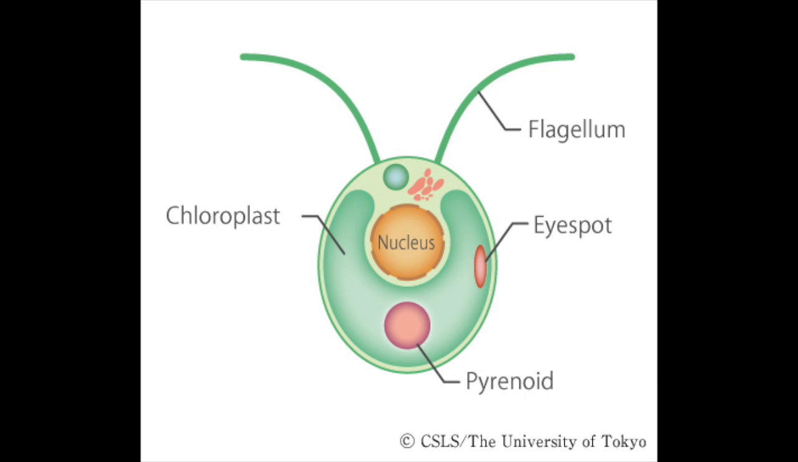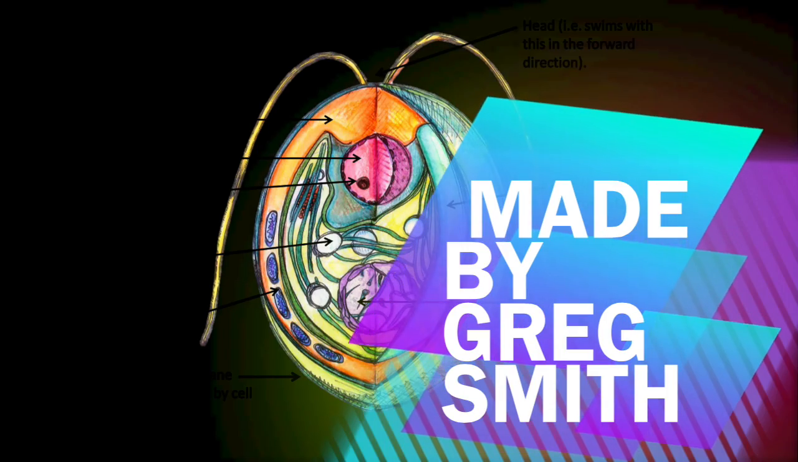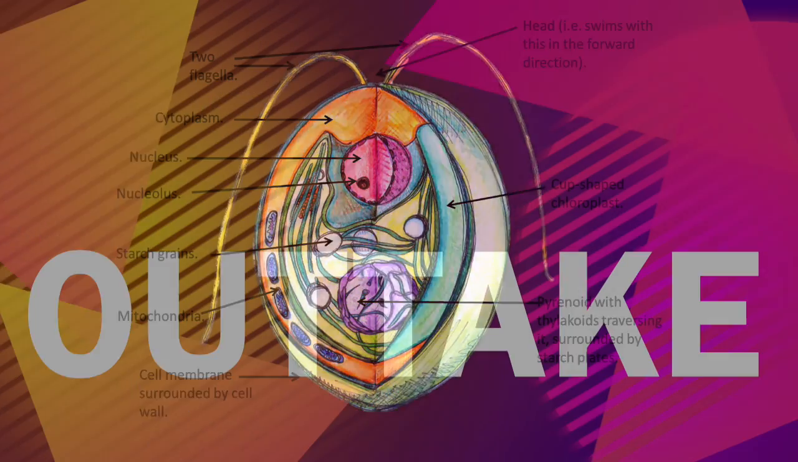product of photosynthesis. Lastly, Chlamydomonas exhibits nutrition because they contain organelles that carry out photosynthesis to produce nutrients for the cell.